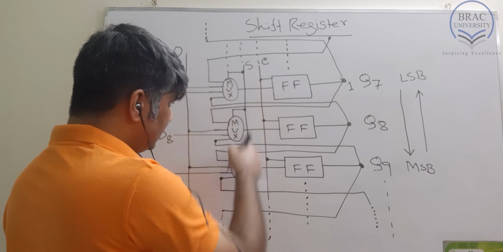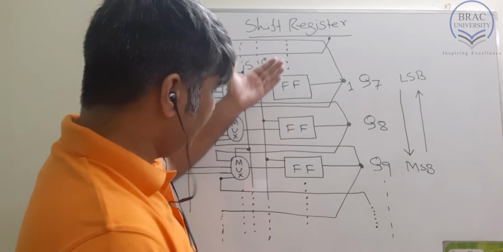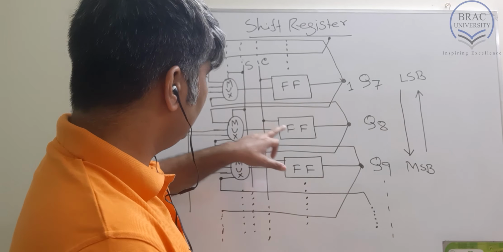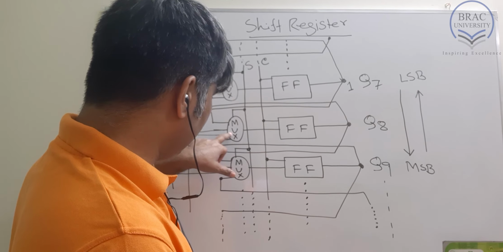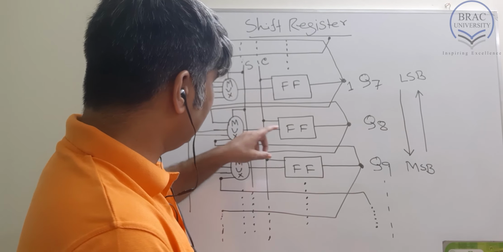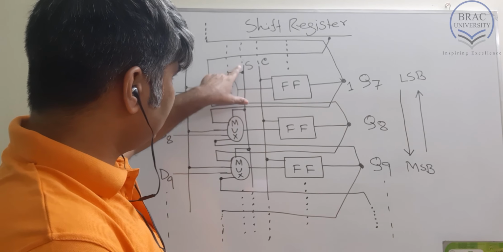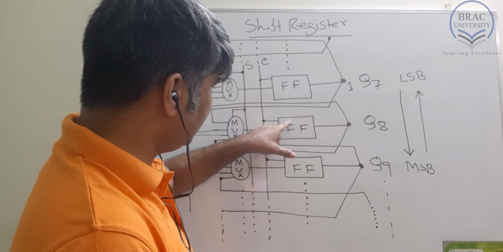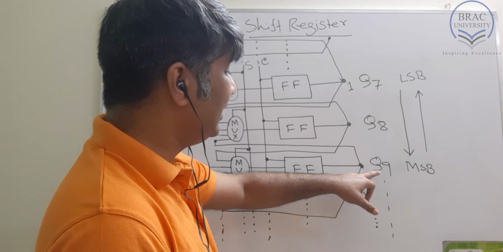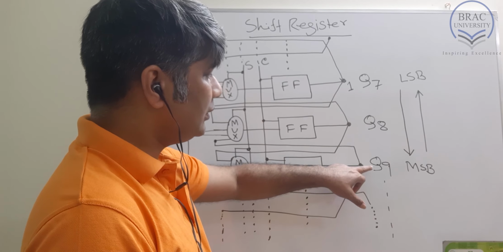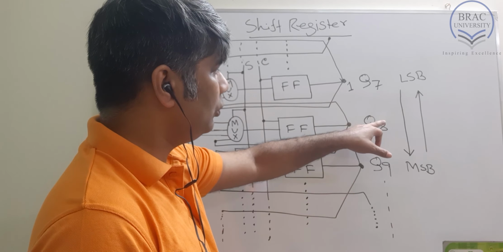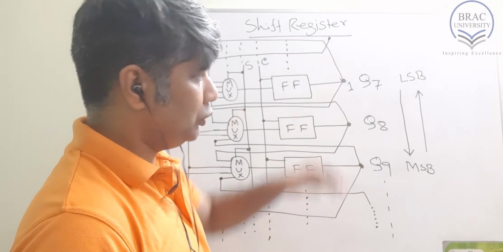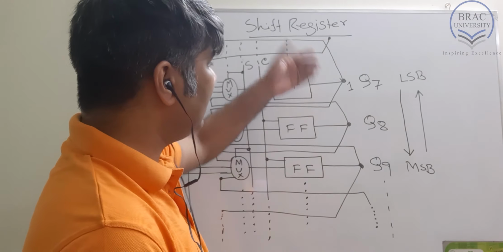Similarly, for a right shift operation, this output bit goes to this multiplexer, and based on the control signal coming to this selection line, when it goes to this flip-flop, the value that was Q9 now becomes Q8, which means it is going to the LSB position. So this is a right shift operation.